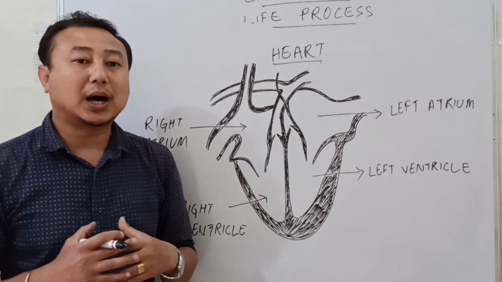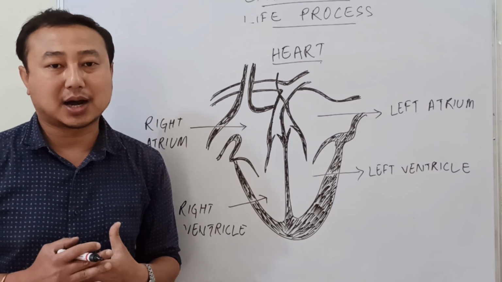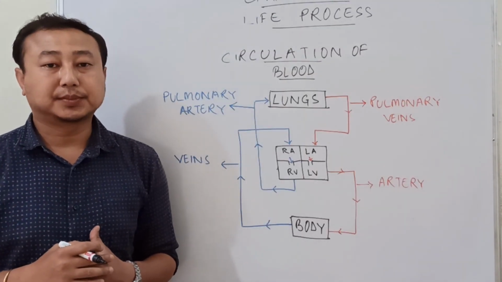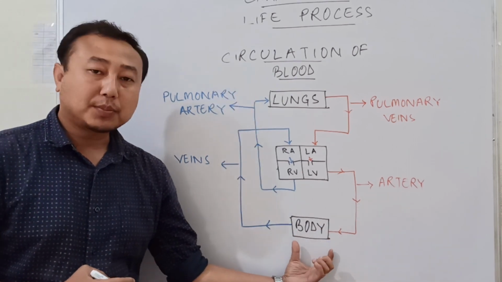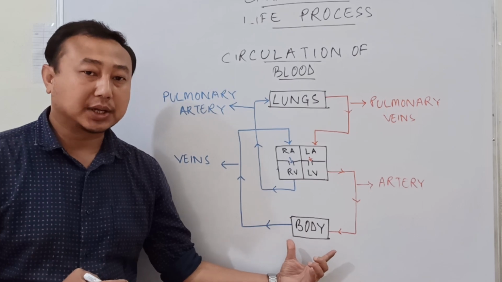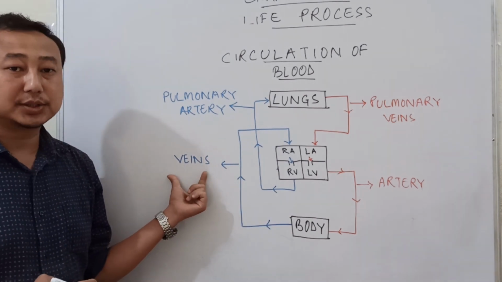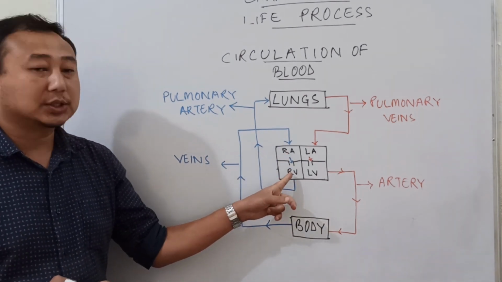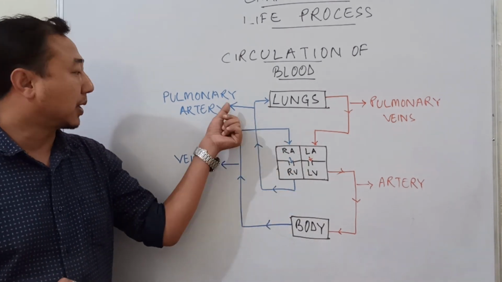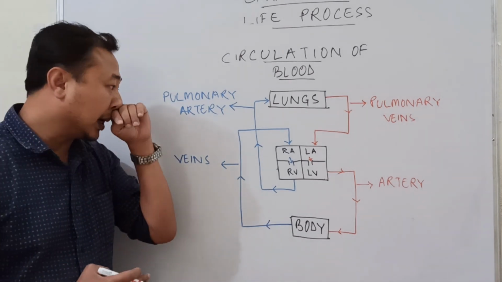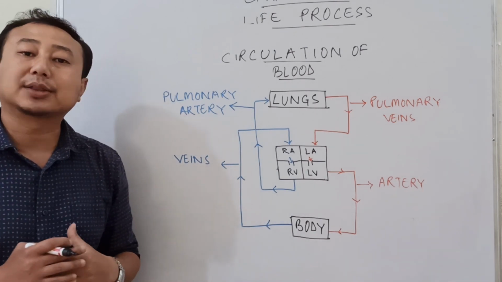Now, let us see how the blood is circulated to different parts of the body with the help of blood vessels and heart. So now, let us see the circulation of blood inside the human body. From the body, the carbon dioxide containing blood is brought to the right atrium chamber of the heart by the help of veins. From the right atrium, it is transferred to the right ventricle, and from the right ventricle, it is transferred to the lungs by the help of the pulmonary artery. Here, the veins and the pulmonary artery are represented with blue color as they contain deoxygenated blood.